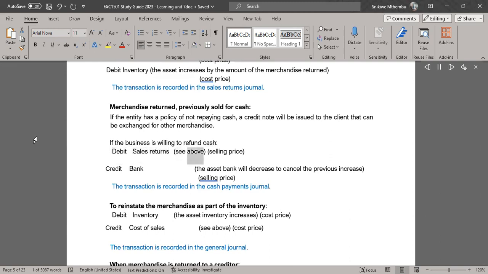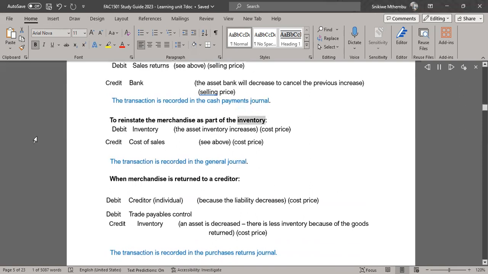Debit sales returns, see above, selling price. Credit bank, the asset bank will decrease to cancel the previous increase, selling price. The transaction is recorded in the cash payments journal.